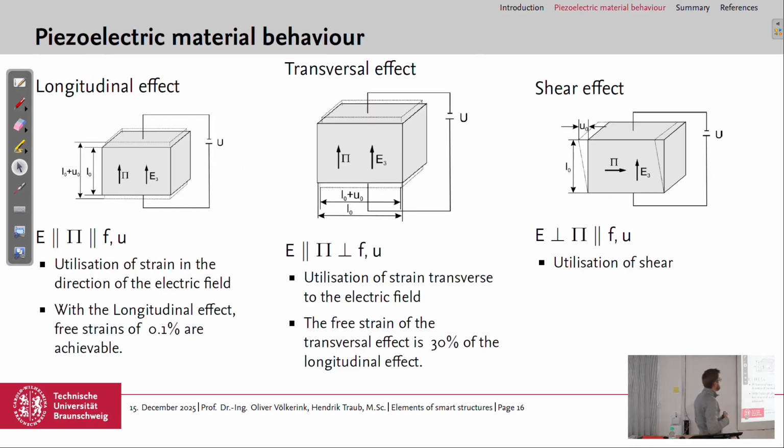Okay, and then we have different effects we can use for our transducers later on. At first, we have the longitudinal effect, where the electric field is parallel to the polarization direction, and this is also parallel to the force or the displacement we want to use. So we utilize the strain in the direction of the electric field. And with this longitudinal effect, we can achieve free strains up to 0.1%.